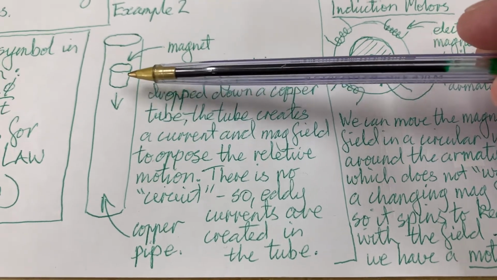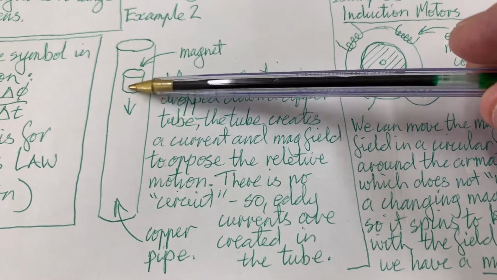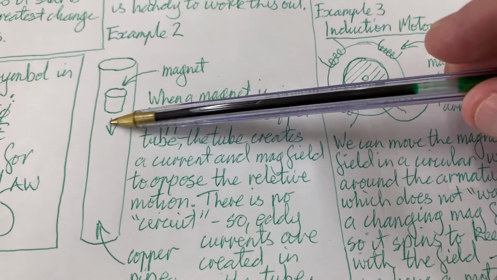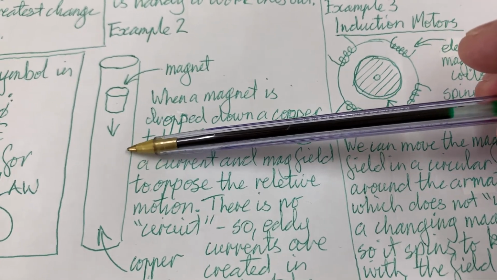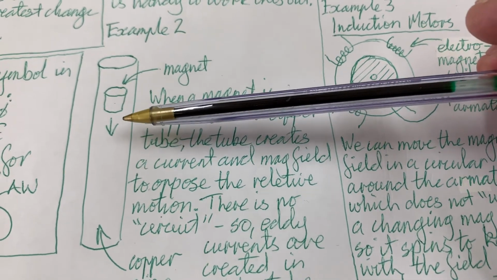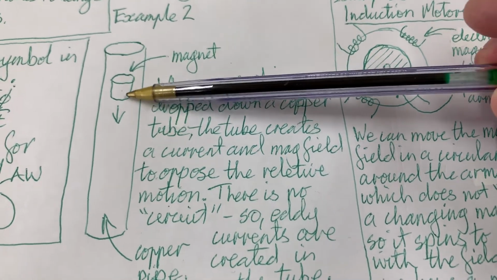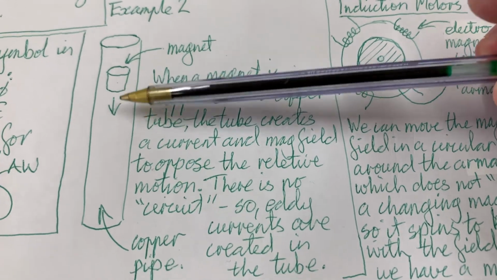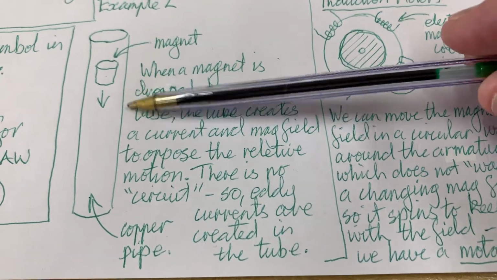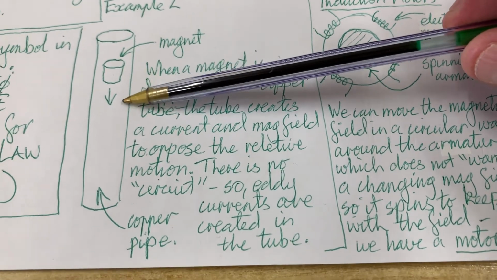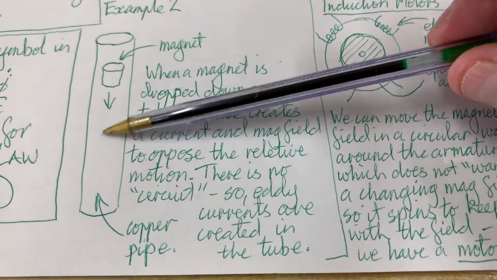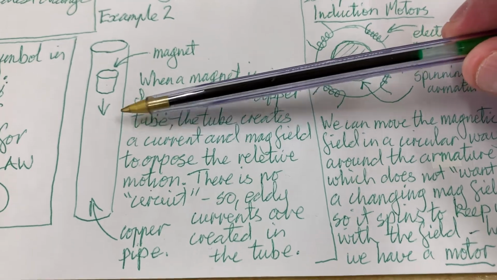Okay, the relative motion of this magnetic field against not a current carrying wire, but metal nonetheless, means that the metal will produce a current to oppose the motion. It will want to slow it down. And that's what happens here. Rather than there actually being a circuit here, there are currents that are set up within the sides of the copper tube to do that opposition.